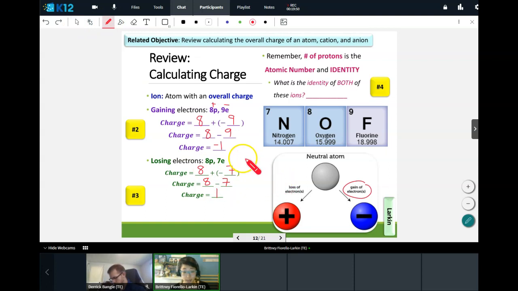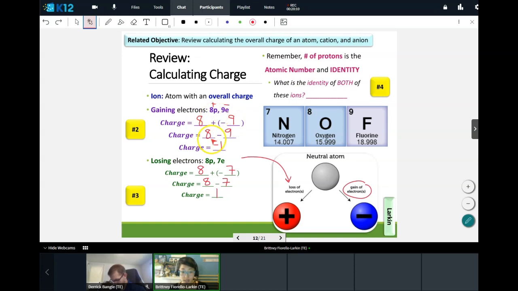Again, that should make sense because in this case, we actually lost electrons. So just like if you lose negative friends, you actually end up becoming a more positive person. Okay, so that all looks good. I feel like we're pretty confident with how to calculate charge. Now, I do want to go back to this idea of protons, atomic number, and identity.